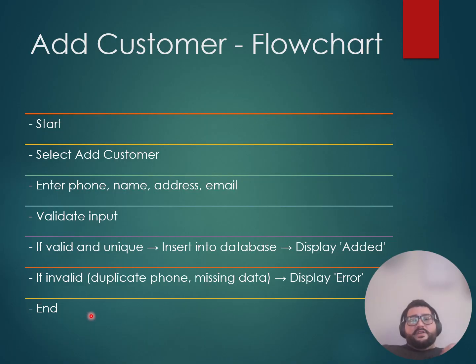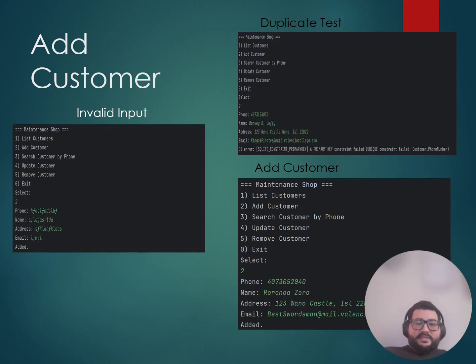So next, we're going to have the add customer flowchart, pretty much essentially the same thing. Start the program, or if the program's already started, select add customer, which is two. Then you enter in the information, and after you hit enter, the system is going to validate or invalidate the information. So if everything's correct and there's no duplicates, it'll show added. If there's a problem, display error. Those are the results of the test that we conducted.